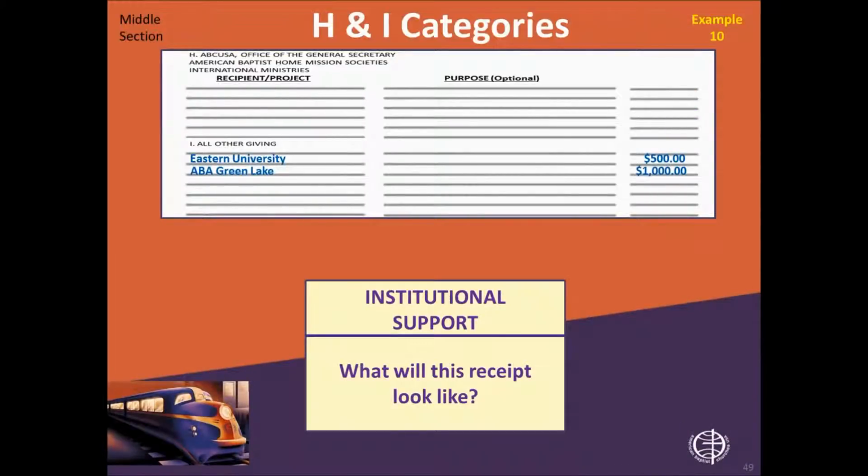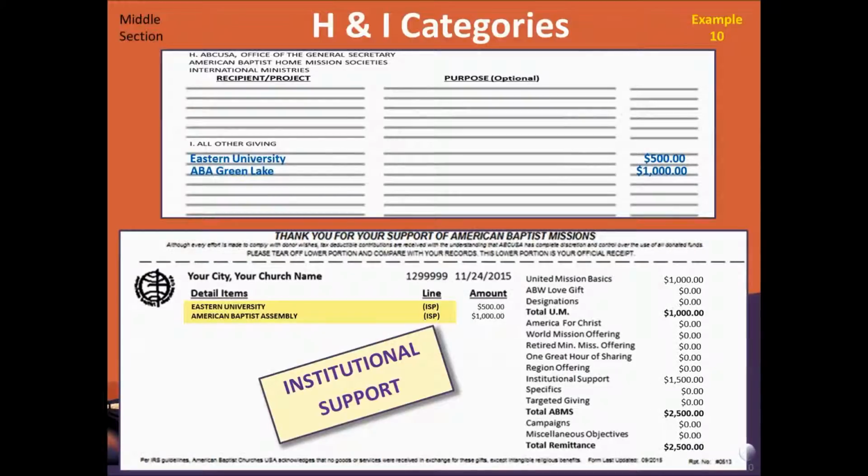So now we drop down to I, all other giving. And this is institutional support. We have Eastern University, we have Green Lake out in Wisconsin. Any of the institutions that are ABC related would fall here under I. And I'm wondering now what this receipt will look like. And again, it's very close, except it's now under institutional support.